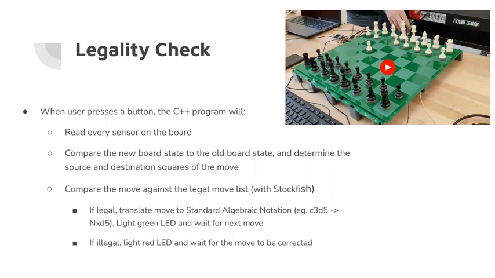If that move was legal, it'll translate it into standard algebraic notation and send it to the website, light up the green LED, and just wait for the next player to move. And if it's illegal, it'll light up a red LED and wait for the move to be corrected. And we have a video showing this in action.